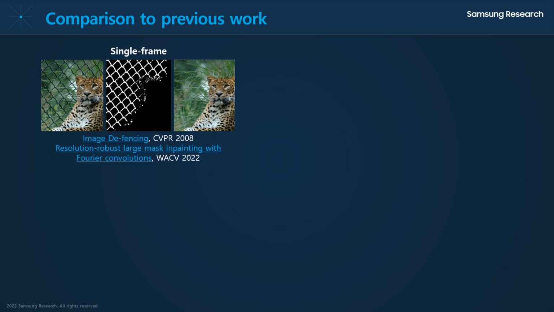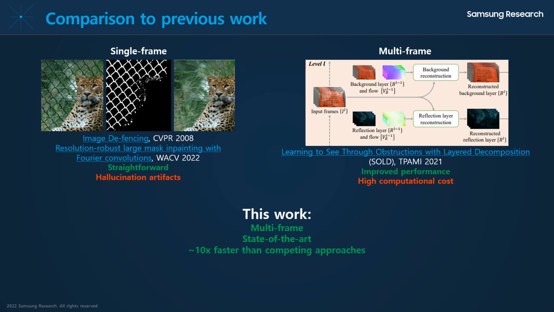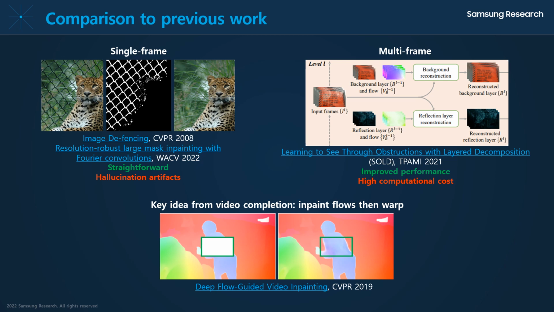A straightforward defencing solution is to first segment the fence and then inpaint the corresponding parts of the image. Multi-frame approaches like SOLD offer improved quality by consolidating information from an input burst of keyframes, but involve complicated CNN architectures with an increased computational cost. We design a multi-frame, state-of-the-art defencing pipeline that is an order of magnitude faster than competing approaches. To achieve this, we adopt a core idea from the video completion literature, that inpainting occluded optical flow maps and using them to warp occluded pixel values from temporally neighboring frames is an easier task than directly inpainting missing RGB values in the obstructed area.